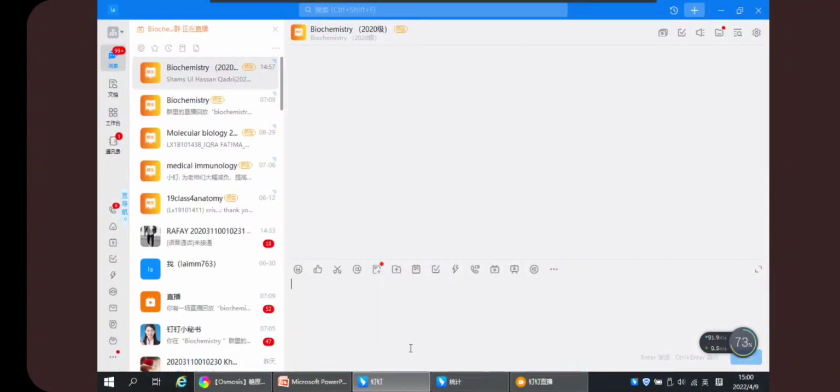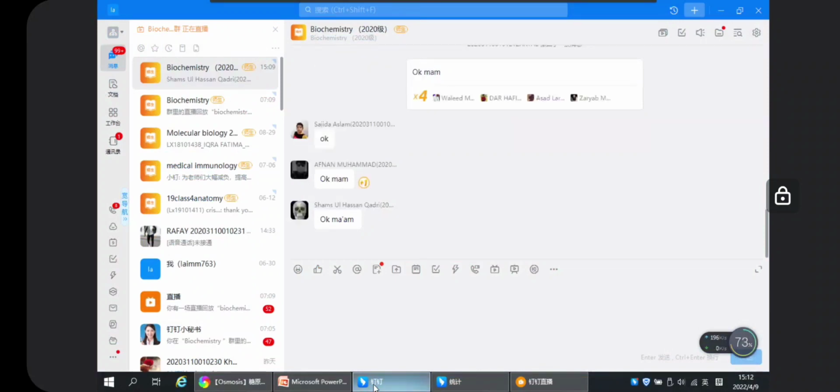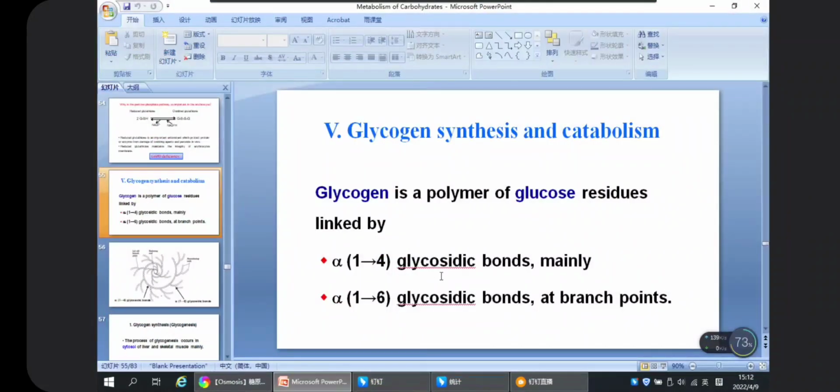Okay. Can you see the screen? Can you see the screen?